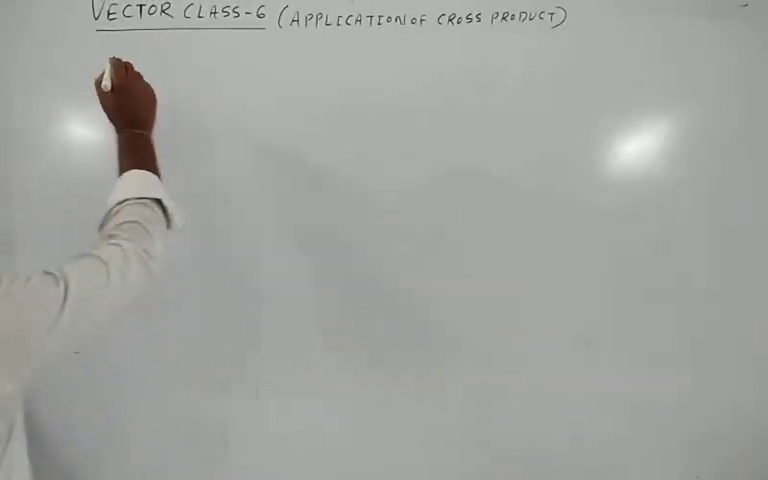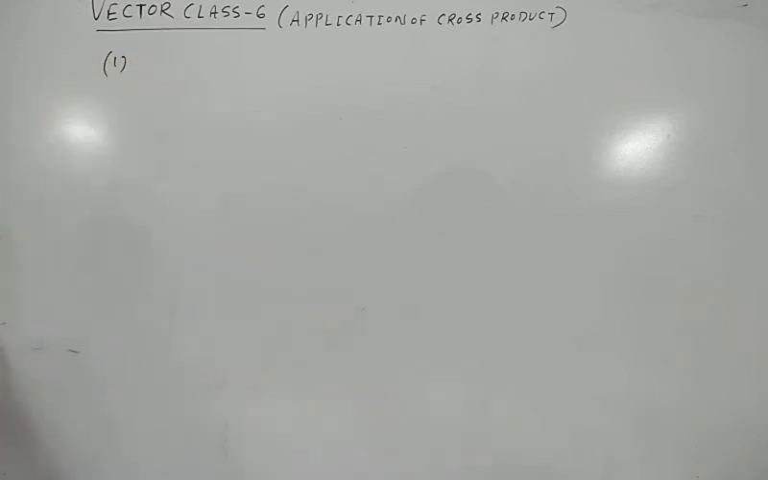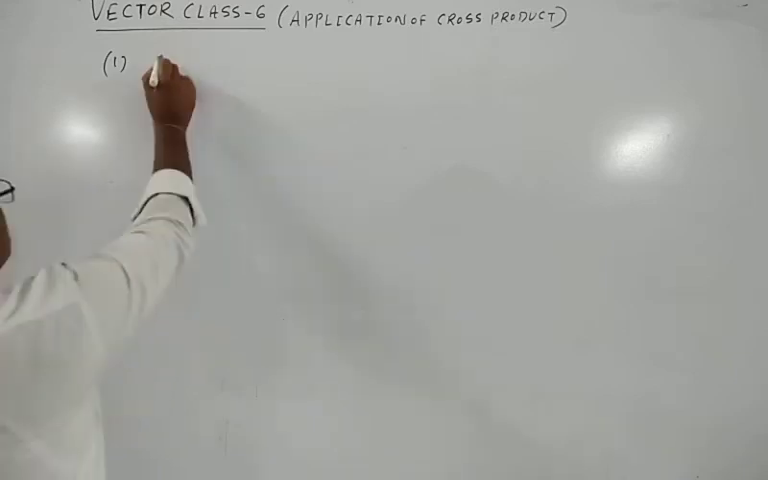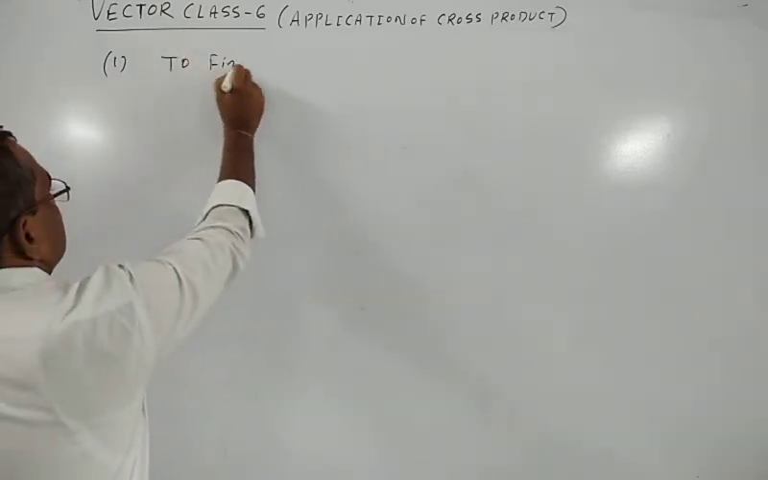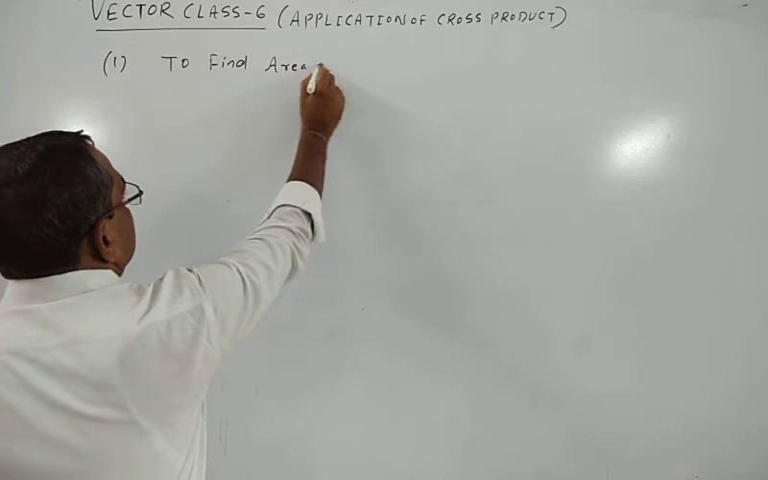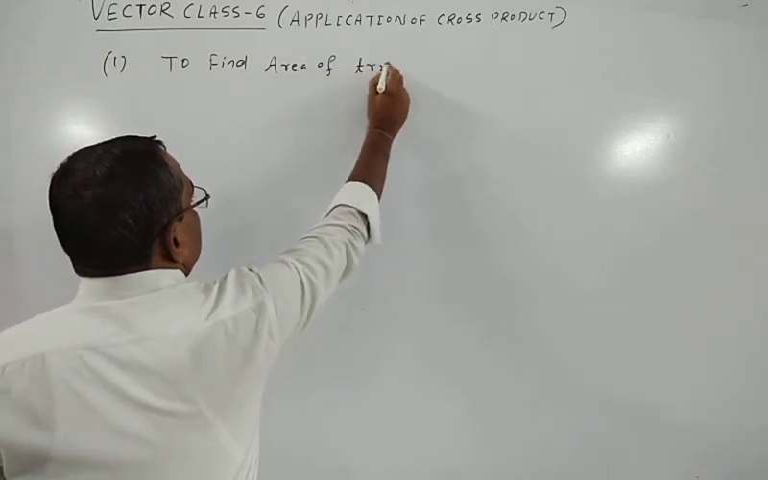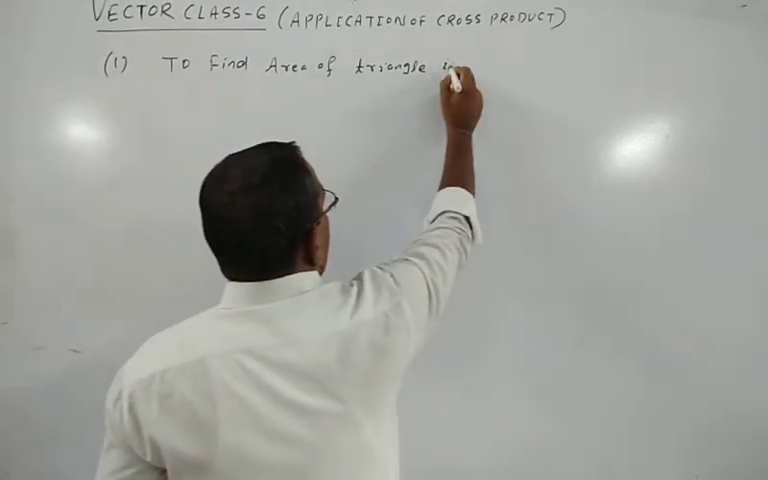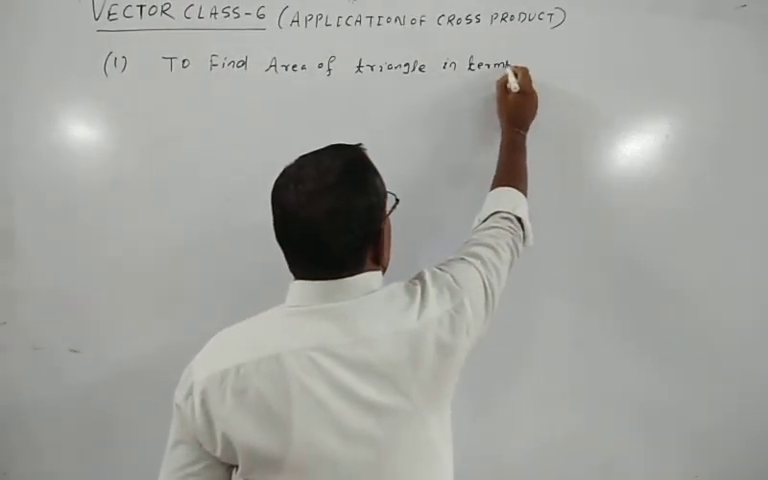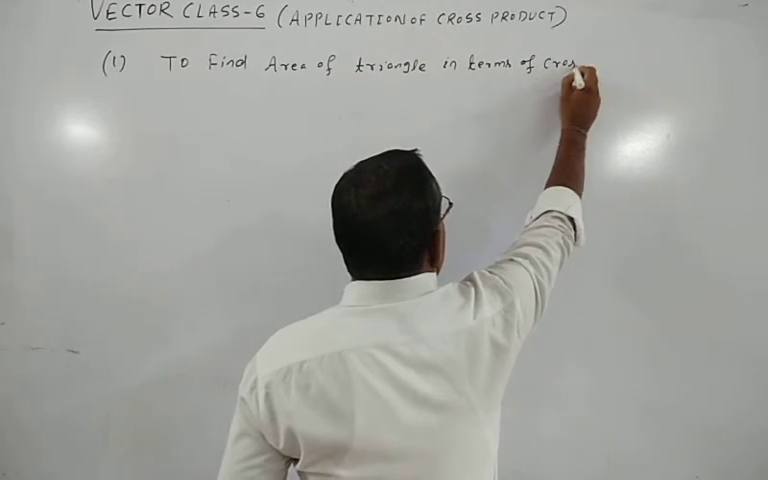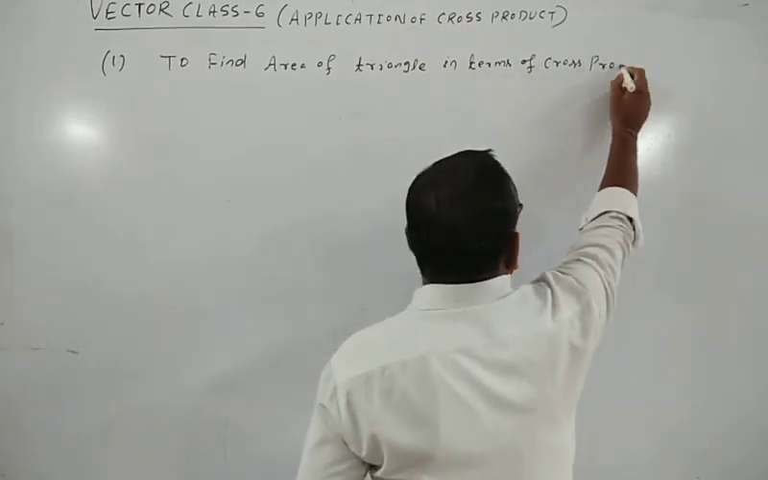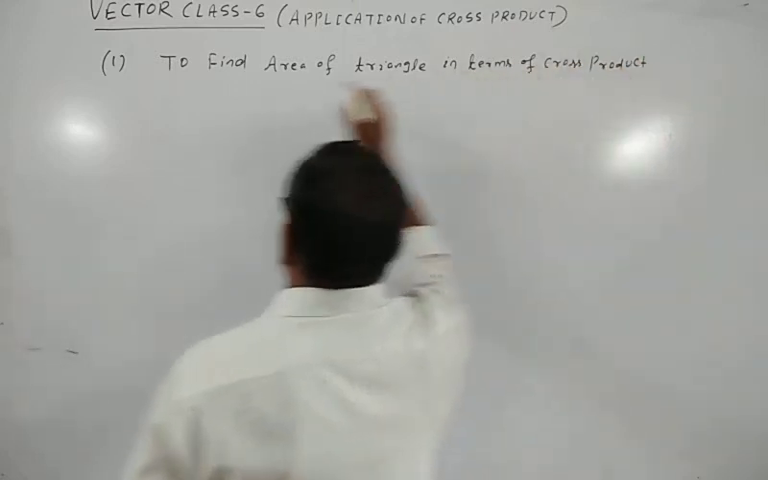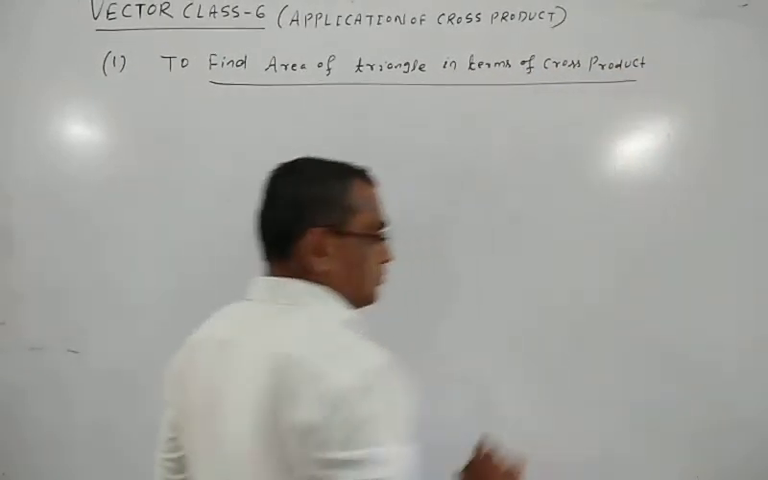Number one, to find the area of a triangle in terms of the cross product. First we take a triangle.